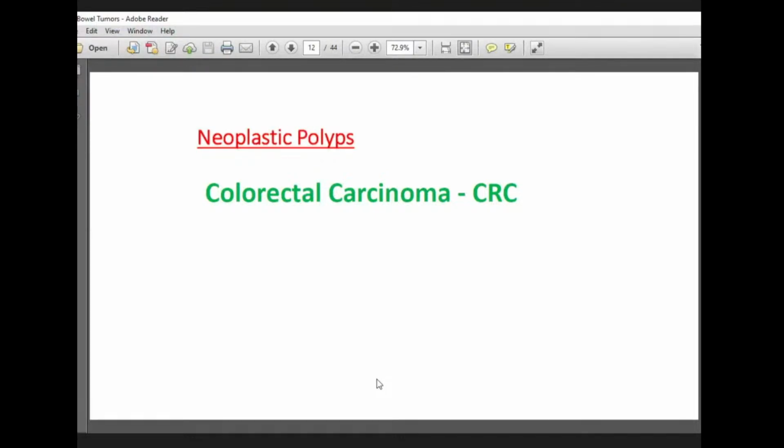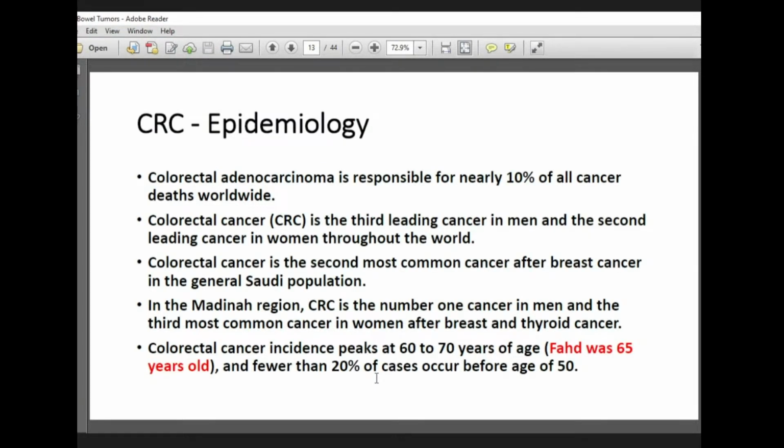Neoplastic polyp, we discussed. Now the colorectal carcinoma. Now the epidemiology. Colorectal carcinoma is responsible for nearly 10% of all cancer deaths worldwide. It's the third leading cancer in men and the second leading cancer in women throughout the world. Okay. Colorectal cancer is the second most common cancer after breast cancer in the general population. If you look at the general population, forget about the sex, the most common cancer is breast. Second most is the colon.